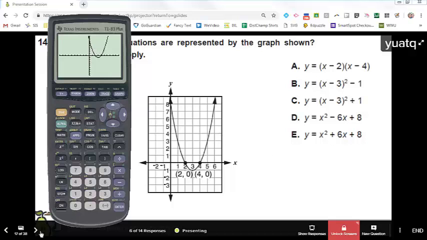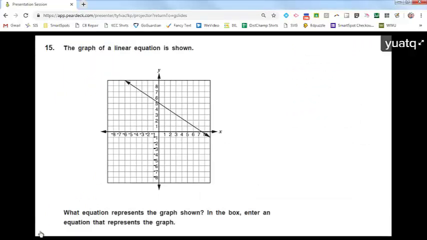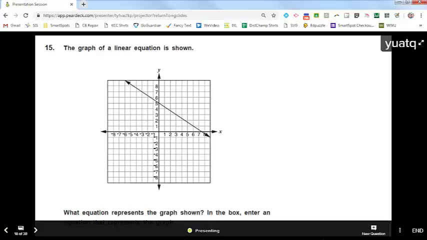Okay? All right. The graph of a linear equation is shown. What equation represents the graph shown? And then on this one, you'd have to type in your answer. But I didn't give you the option to type anything. We're going to talk about it together here.